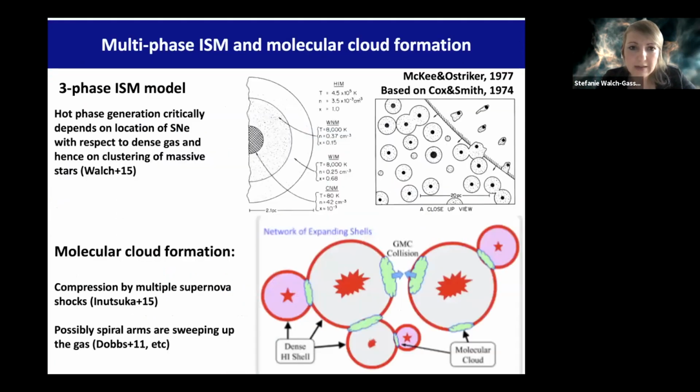Okay. And so now I'm basically coming to the larger scale models. As we already have seen now in this phase diagram, there's also a third phase, namely the hot phase, which is generally created by supernova explosions. And for this, basically, there's the old model by McKee and Ostriker.